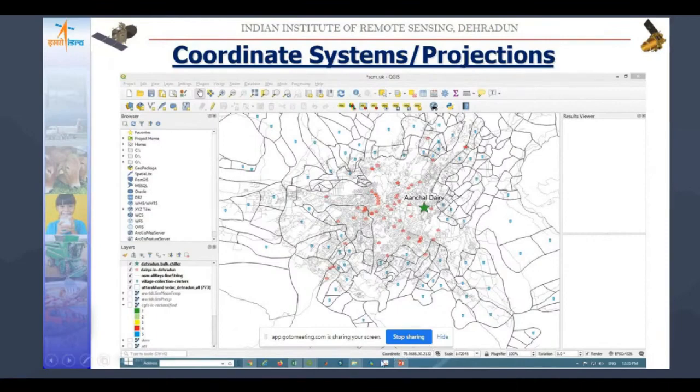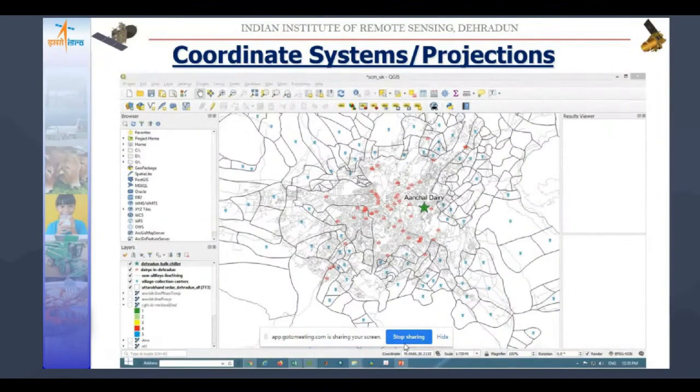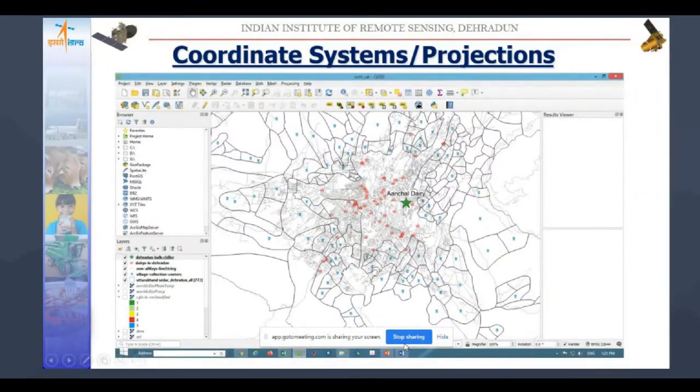Now, if you see the other image, you are able to see some different numbers. Why? It is the same image. Earlier it was 78, now something else. So what is happening? The earlier image was in the WGS 84 coordinate system. Sometimes we need to transform to another coordinate system, because a particular coordinate system may not work for a specific type of application.